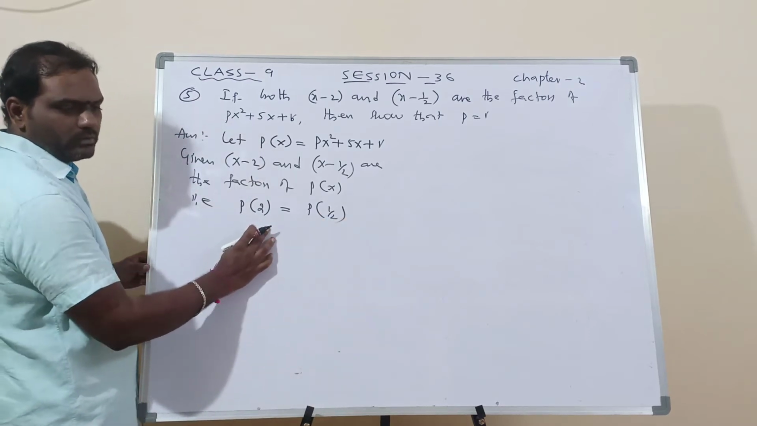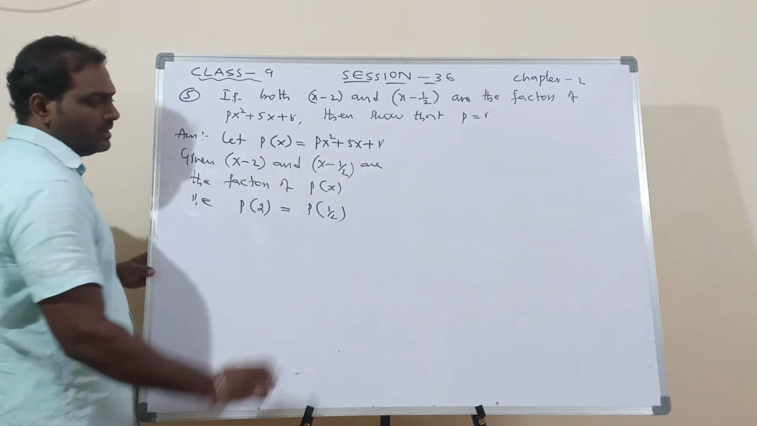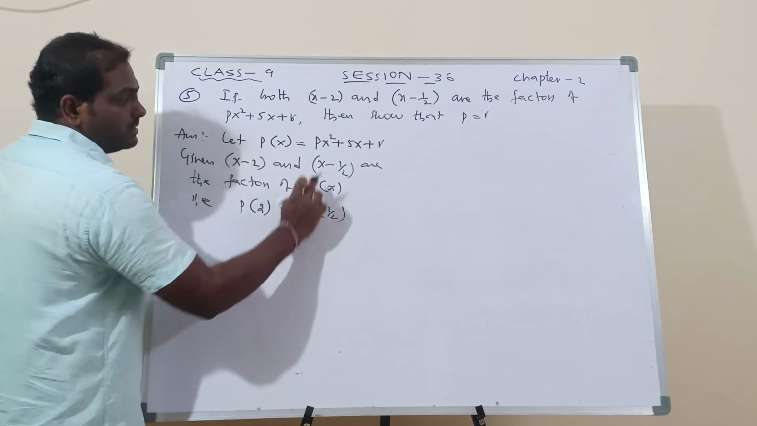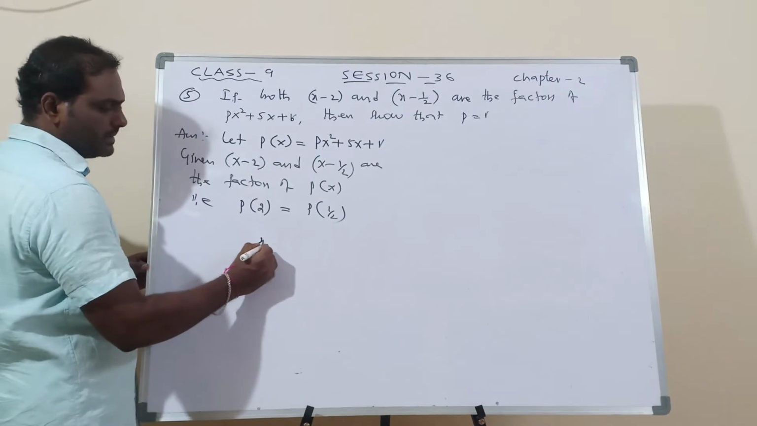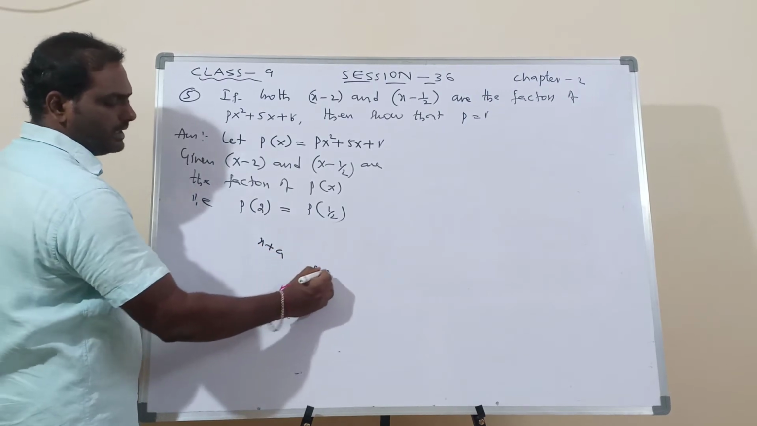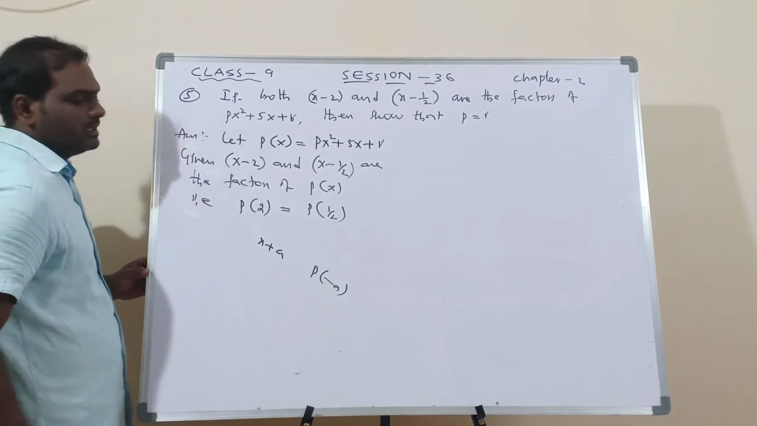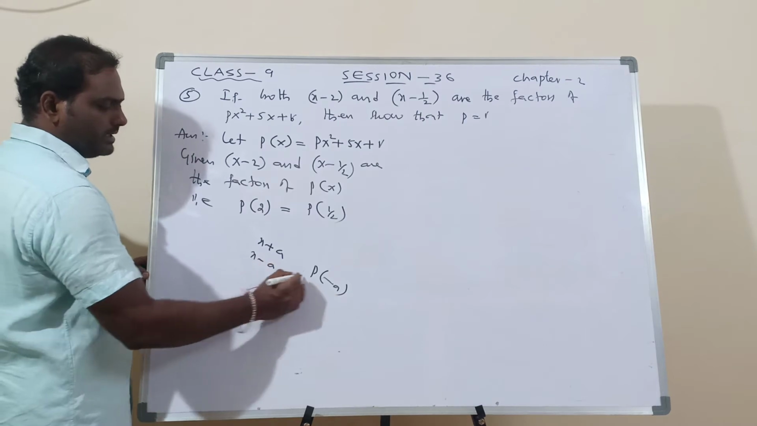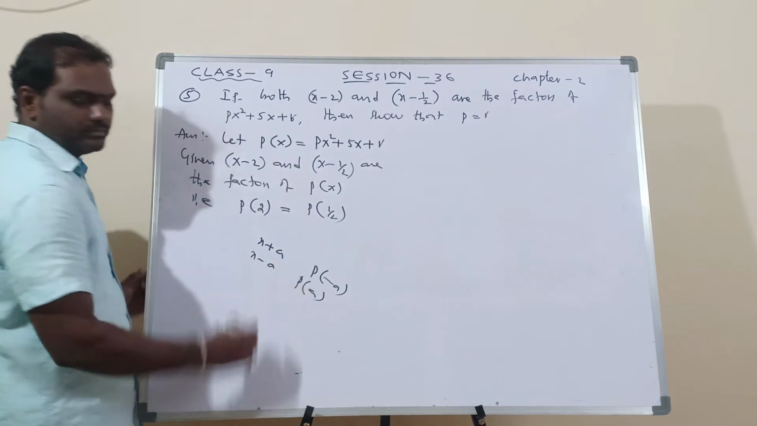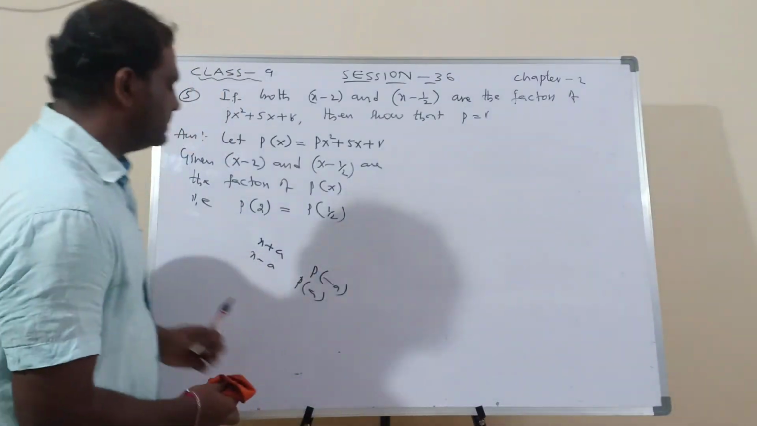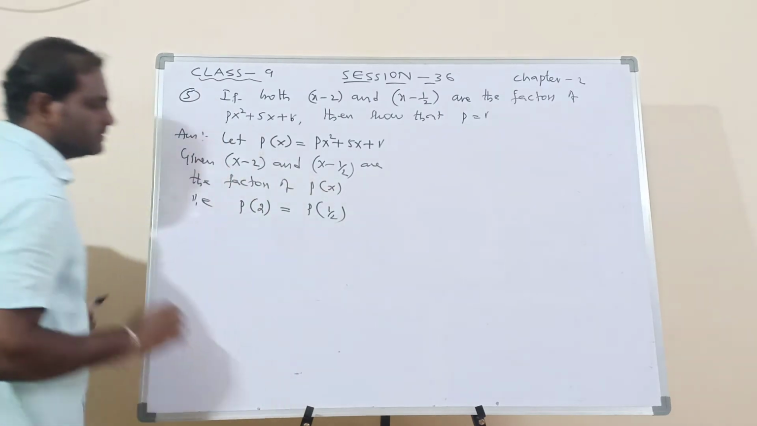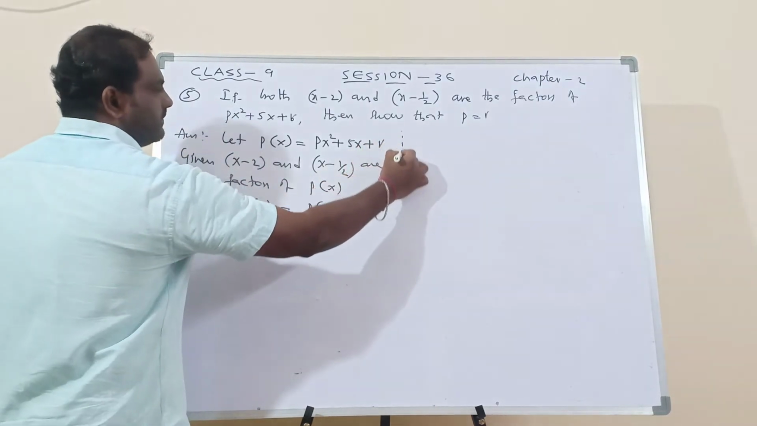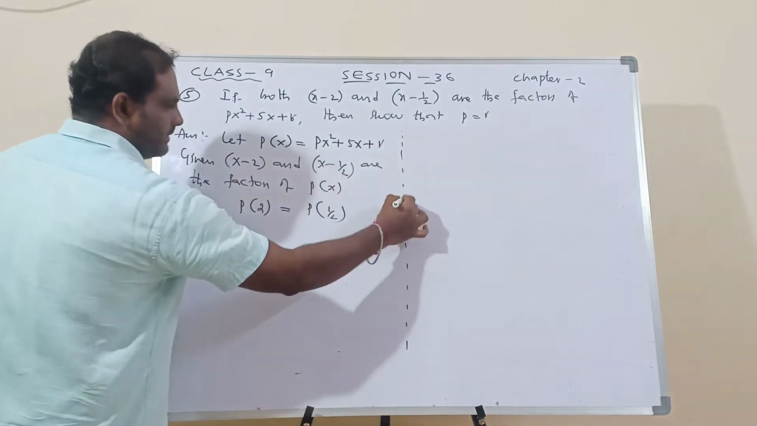What is p of 2? x minus 2. What is p of 1 by 2? x minus 1 by 2. So repeating again, if x plus a is a factor, then we have to find p of minus a. If x minus a is a factor, we have to find p of a. Okay, so that is the factor theorem, the basic point. Now I am going straight to the question. First I will find out individually, then I will equate them.